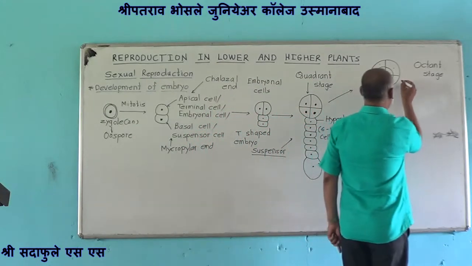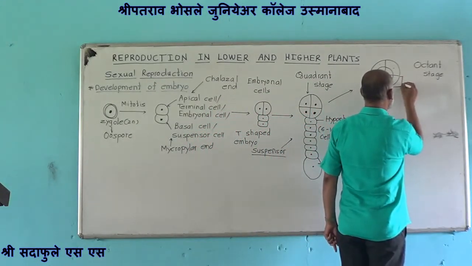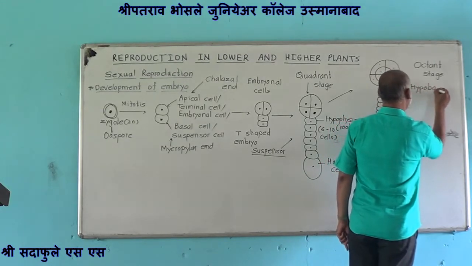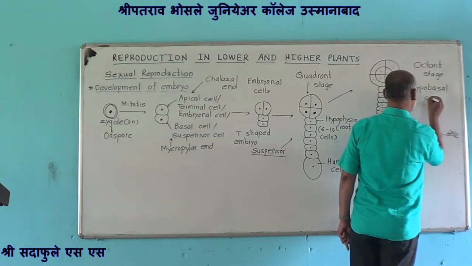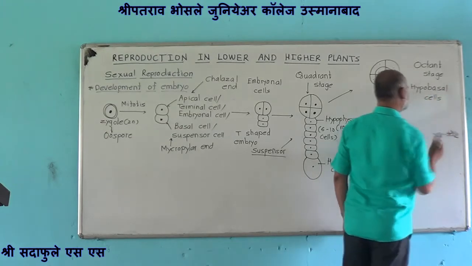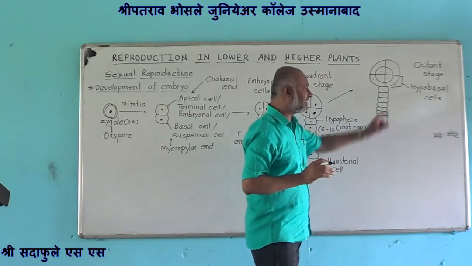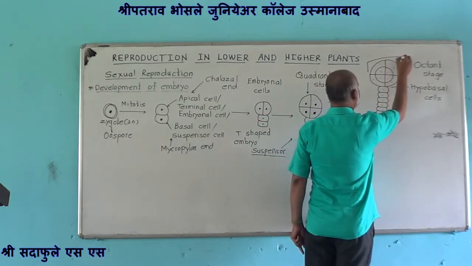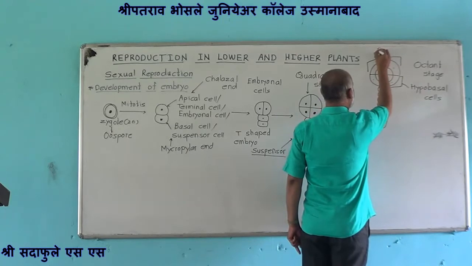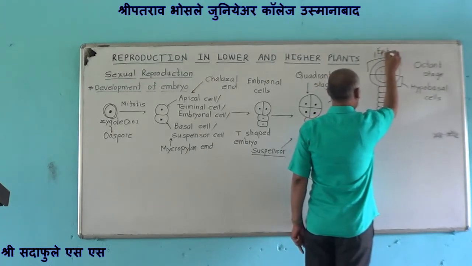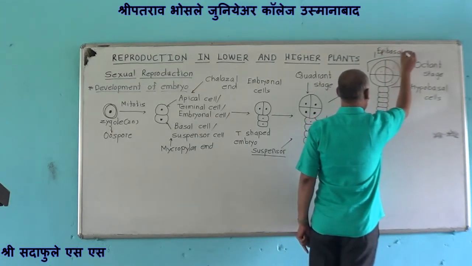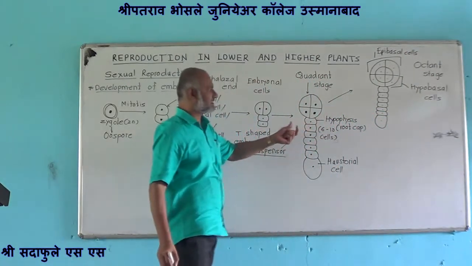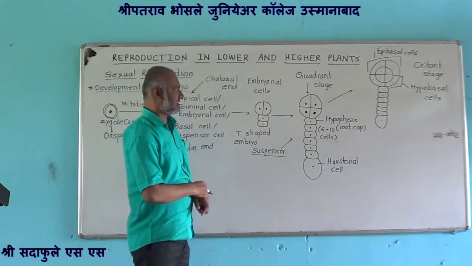These basal cells are termed hypobasal cells. Hypo means below. These are the hypobasal cells, while these 4 cells are termed epibasal cells. Hypobasal cells and epibasal cells.